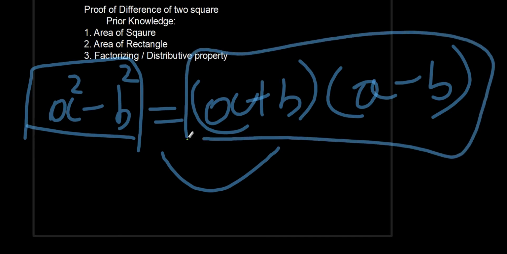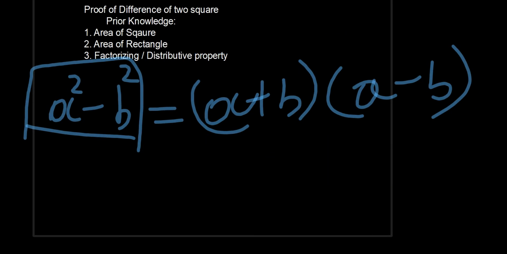So what we'll do in this video is look at the proof, and then we go into another video with examples and practice questions. So let's go. But before we go, let us check our prior knowledge again: the area of a square, area of a rectangle, factorizing or doing the distributive property, because this is what we're going to use to prove that what we are doing is accurate.